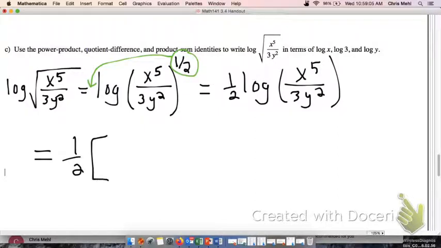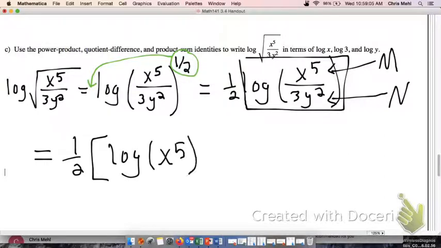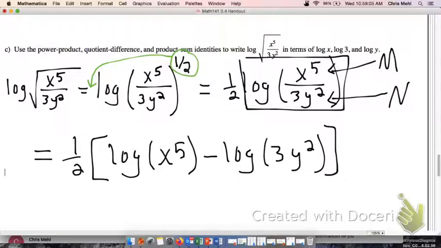Now I'm going to introduce some brackets, because if you look, the log of this quotient, you can think of x to the 5th as M, and you can think of 3y squared as capital N, and you can break this up into a difference of logs, so the 1/2 stays out front. I introduce brackets, because the log of the quotient becomes a difference of the logarithm of the numerator and the logarithm of the denominator. Okay, this will now equal 1/2.